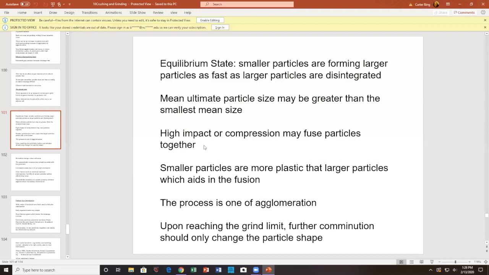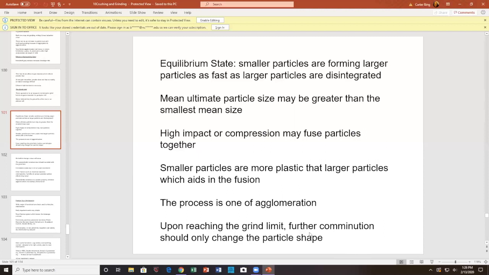And it's extraordinarily different behavior than keeping the two hot dogs separate. So that gives you a study on cooking hot dogs together and separated. Anyway, let's see what else we've got here. Mean ultimate size may be greater than the smallest. Oh, we already said that. High impact fuses particles together. Yep. Smaller particles are more plastic than larger particles, which aids in the fusion process as one of agglomeration.